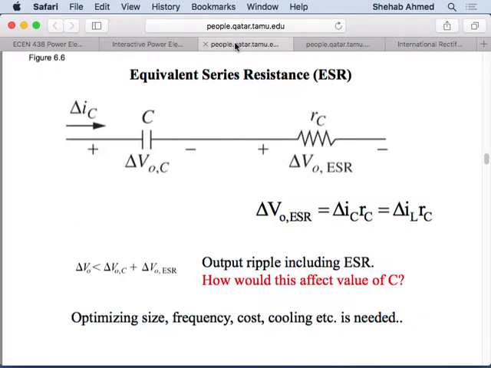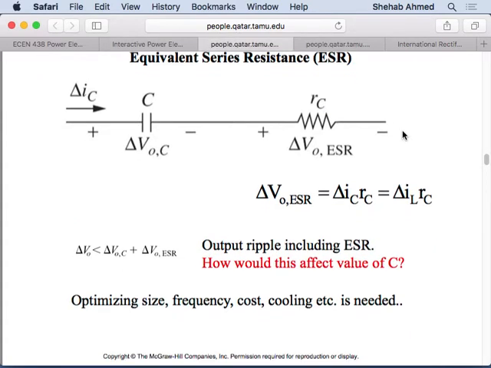Okay, back to the slides. So we went through this. So the total ripple, delta V output, has to consider the capacitor voltage ripple, which we calculate from the delta Q over delta V equation, and it has to consider the voltage ripple due to the ESR, which is basically the peak-to-peak capacitor current, delta I, multiplied by the ESR resistance.